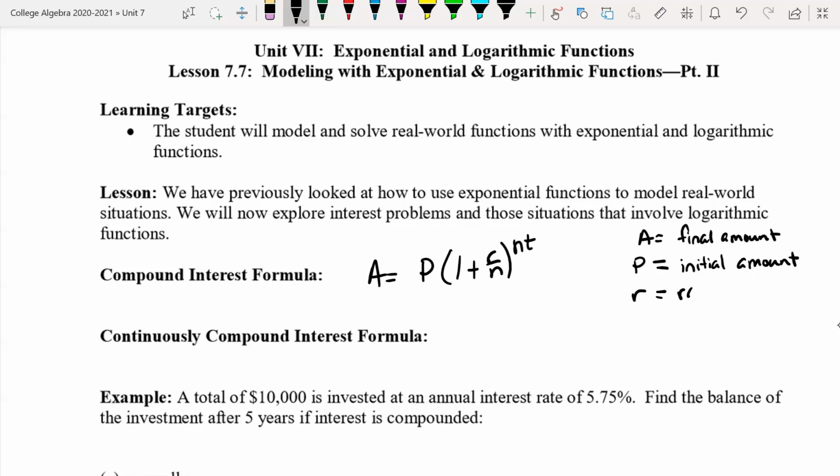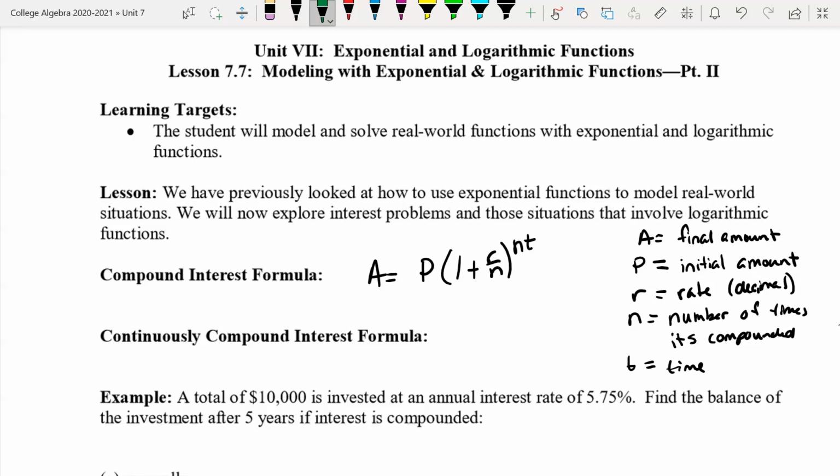Your R is your rate still. Remember, we want it to be a decimal. So usually it's a percentage, and we've got to convert it to a decimal. Your N is the number of times it's compounded, and then your T is your time. If we don't do compound interest, we do continuously compounded interest, which looks a little bit different. It has a lot of similar features.